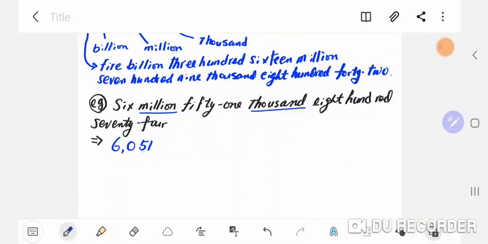So 6,051,000, comma, 874. So always be careful: if there's no hundred, then put a 0. How about, what if we have something like 6,501,000? 501 is what? 501, right? So we can write it like this. How about 600,000 instead of 51,000? Then you can write 600,000 like this.